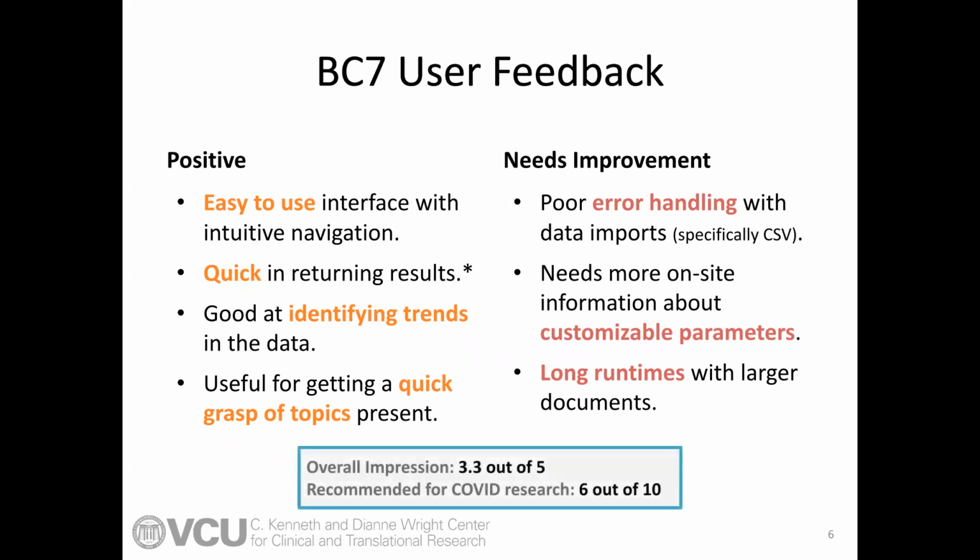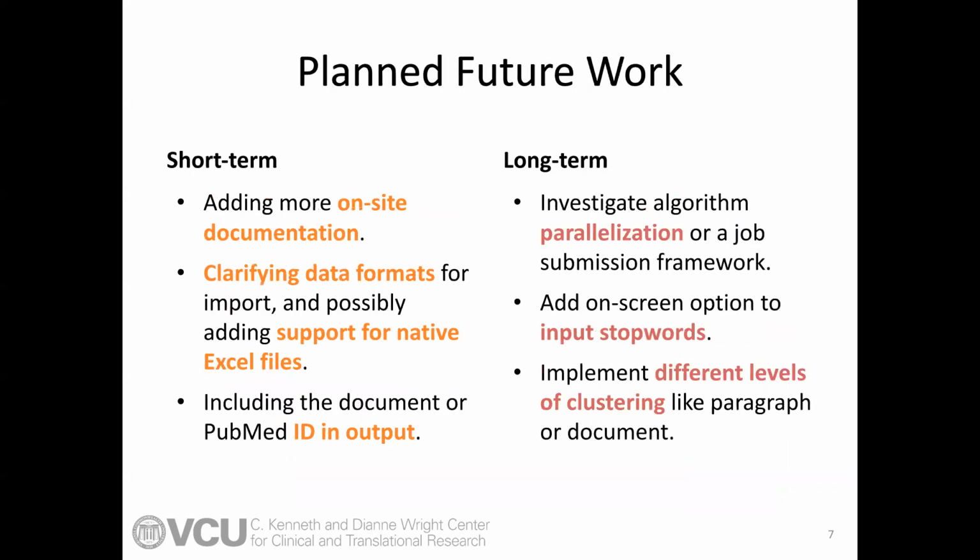Out of a top score of 5, TopEx scored an average of 3.3 for overall impression. And when asked if users would recommend TopEx for COVID-19 research, TopEx scored an average of 6 out of 10. Participation in the BioCreative Challenge has been very beneficial in providing specific areas in need of improvement in order to give users the best experience possible. Our short-term and most highly requested improvements will include adding more on-site documentation and clarifying the input formats. Specifically, we are looking into supporting native Excel files, as many users may be able to easily get their documents into this type of file format.